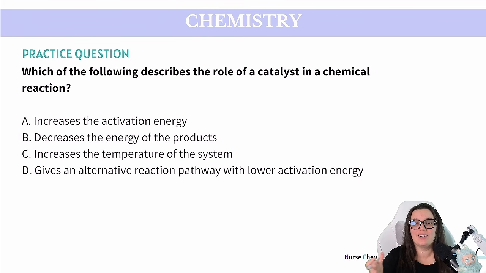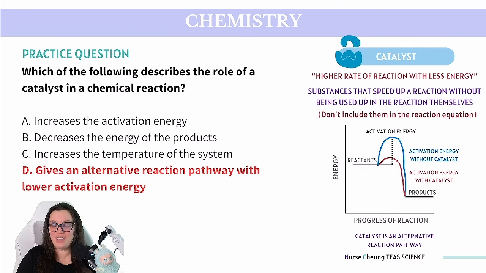Which of the following describes the role of a catalyst in a chemical reaction? Does it increase the activation energy? Does it decrease the energy of a product? Does it increase the temperature of the system? Or does it give an alternative pathway with lower activation energy? And you've guessed it, the correct answer is going to be D. It gives an alternative reaction pathway with lower activation energy.